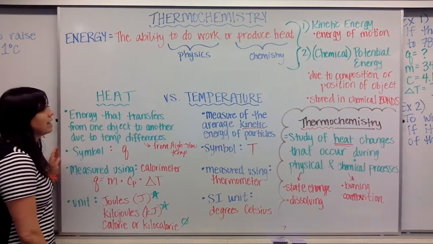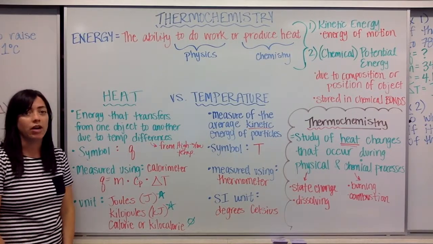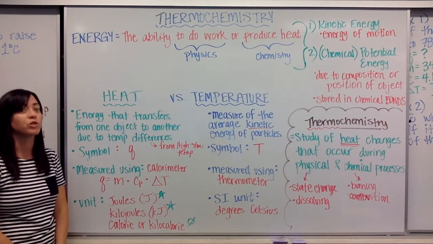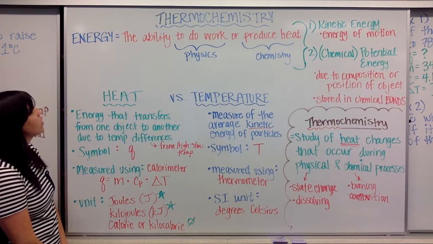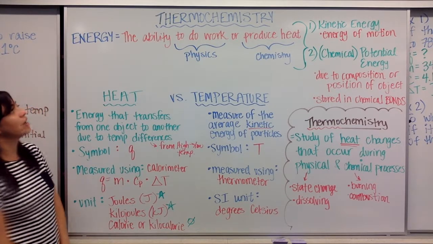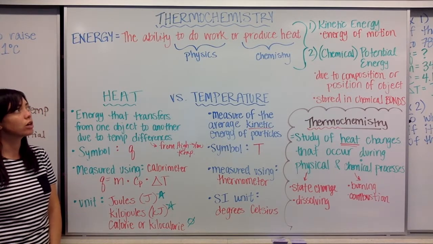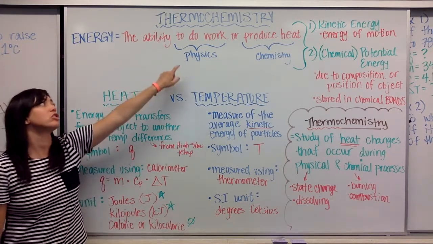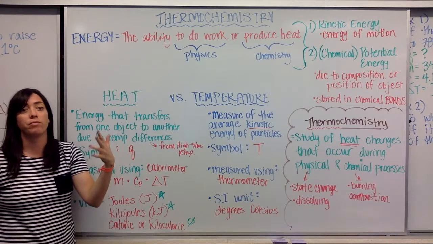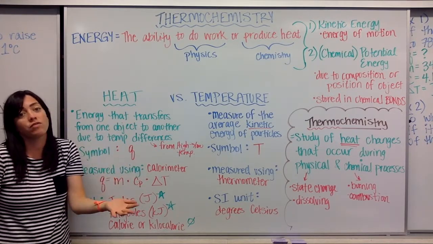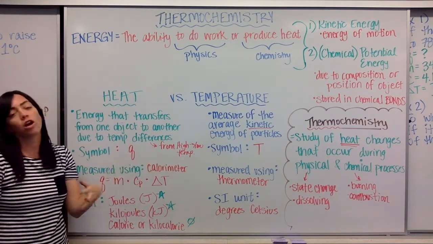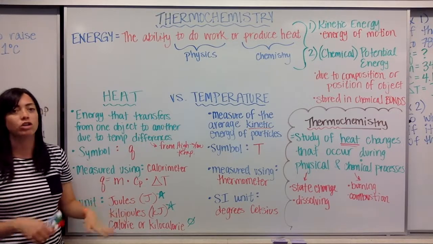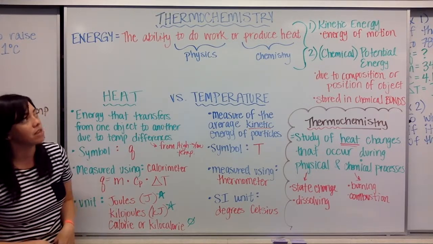Before we really get into what we're doing regarding calculations and everything, I just need to go over some vocabulary. So the first piece of vocabulary is energy. And energy is the ability to do work or produce heat. Now, next year, you are going to be looking at the ability to do work with regards to energy, and that's what you study in physics. But this year in chemistry, we are all focusing on the production or transfer of heat as an energy source.